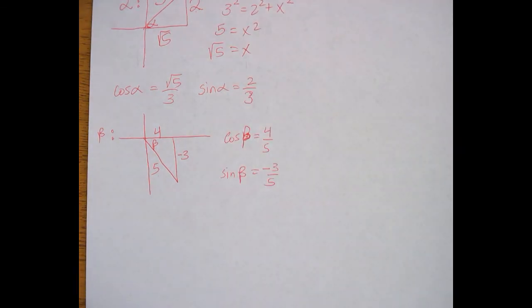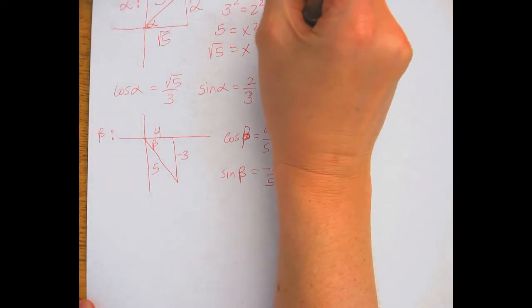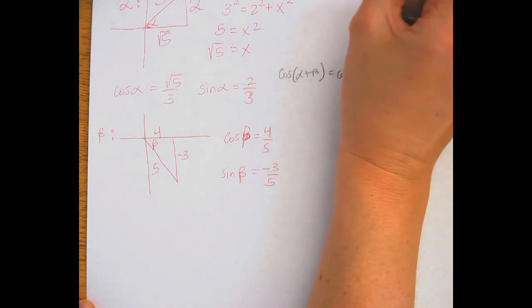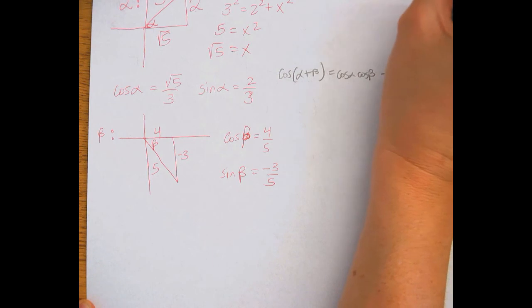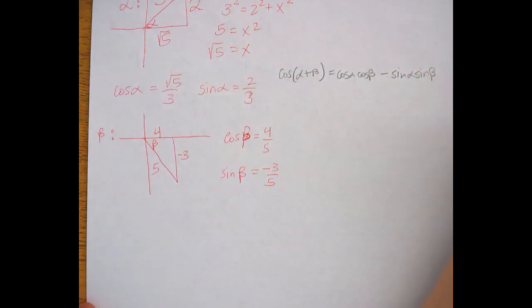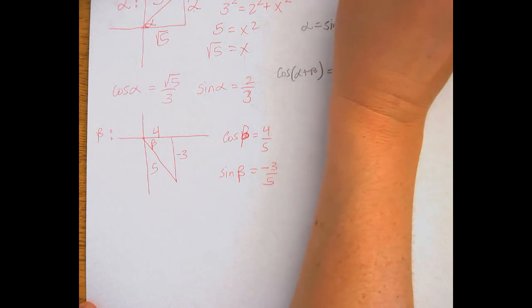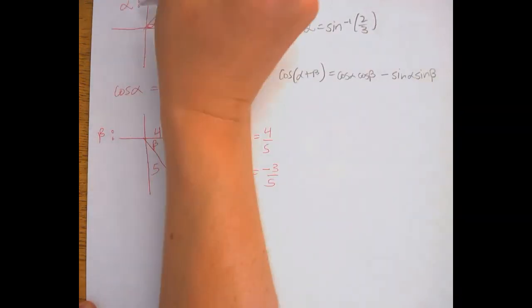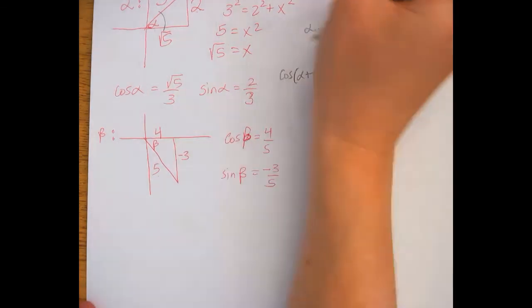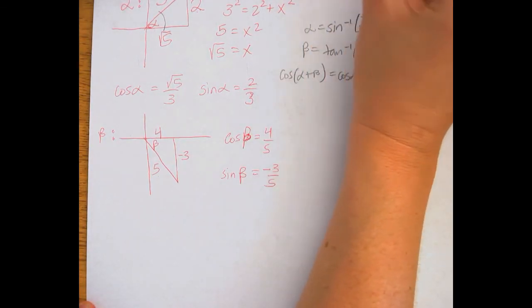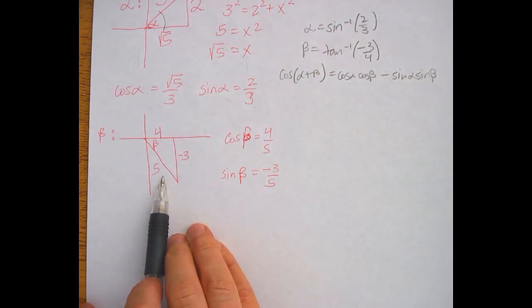So now I have all the pieces that I need to be able to solve this identity. And so again, the identity is cosine of alpha plus beta equals cosine alpha cosine beta minus sine alpha sine beta. And alpha, just as a reminder, was equal to the inverse sine of 2/3. That's how I drew this triangle. Beta was equal to the inverse tan of negative 3/4, and that's how I drew this triangle.